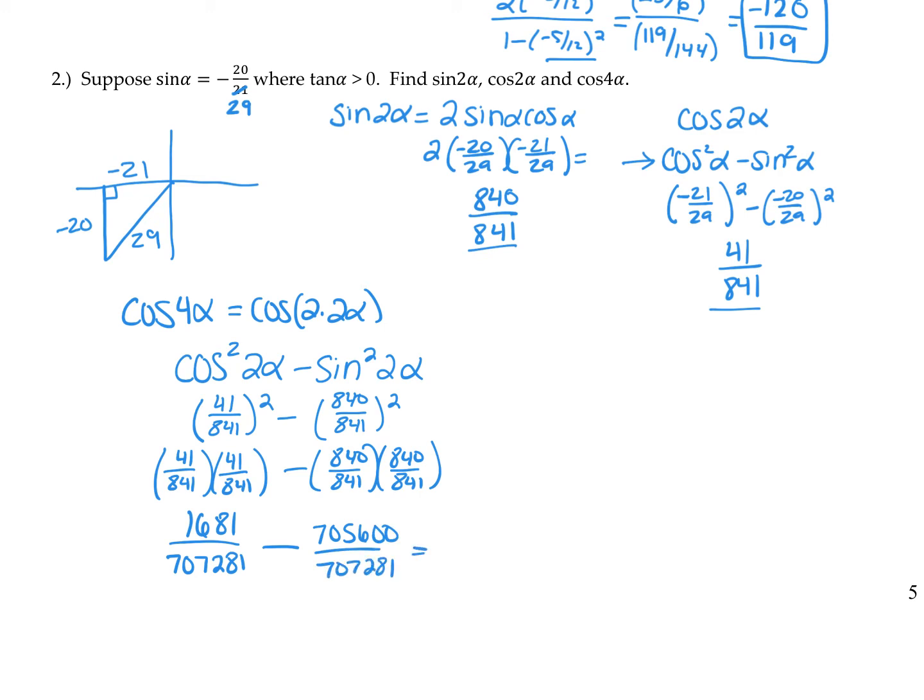So I'm going to do 1681 minus 705,600. I'm going to get negative 703,919 over 707,281.